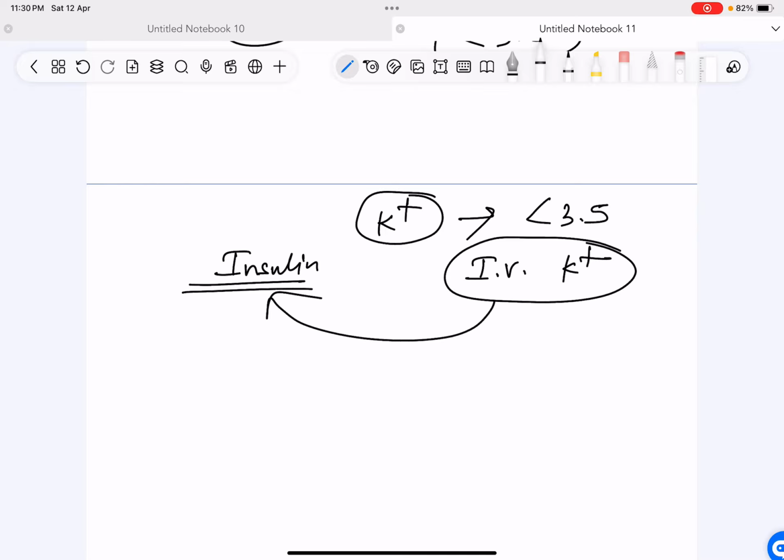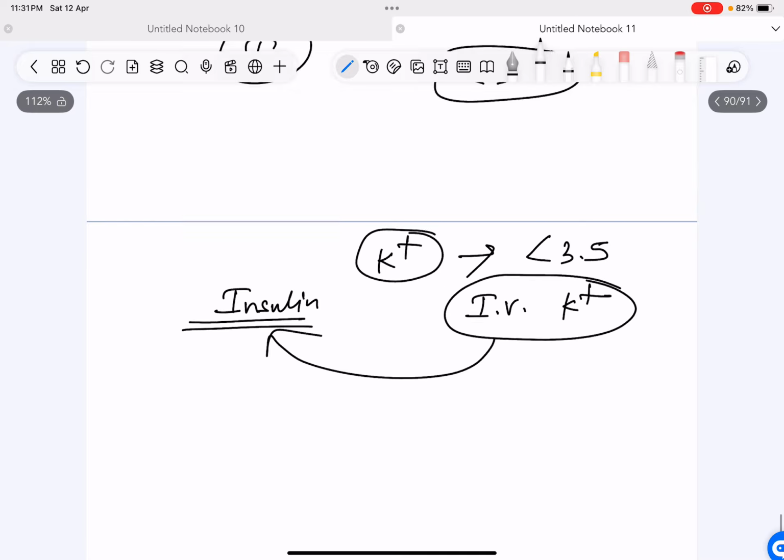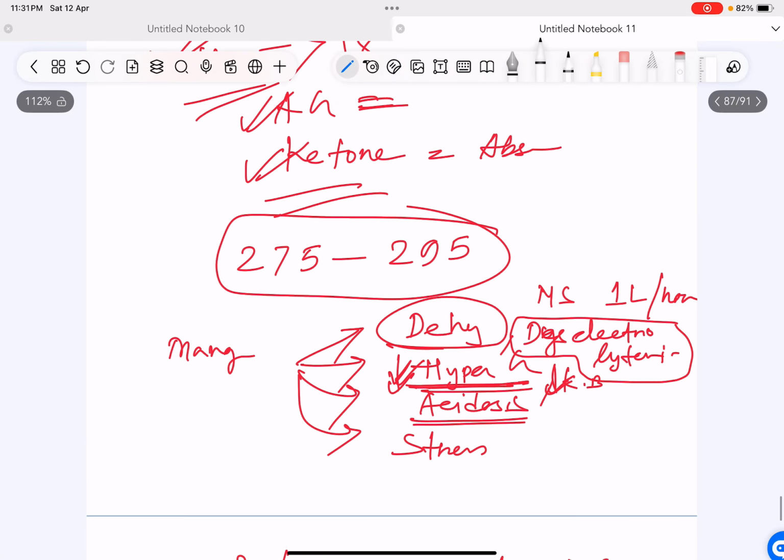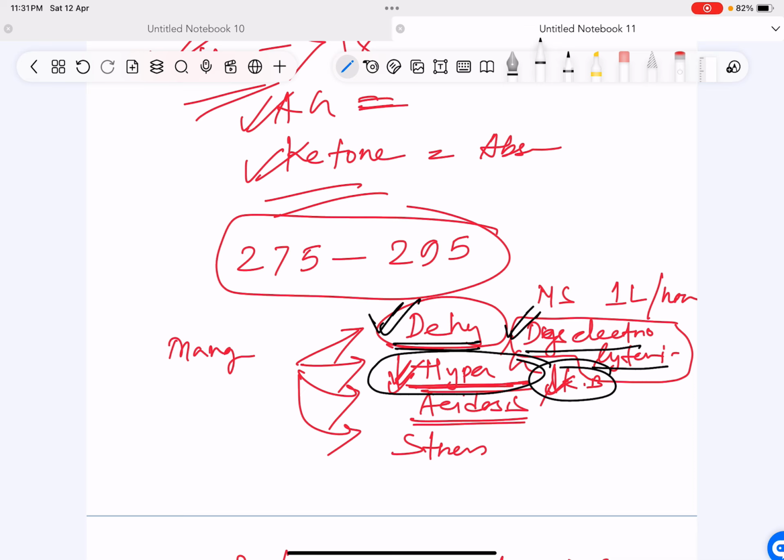So at first you don't want to correct the hyperglycemia. Your target is to correct the dehydration and dyselectrolytemia. That is the target. Treat dehydration, treat dyselectrolytemia. Once they are corrected, or once you know that they will not get affected, only then you treat hyperglycemia by insulin, and automatically ketone bodies will also get managed.